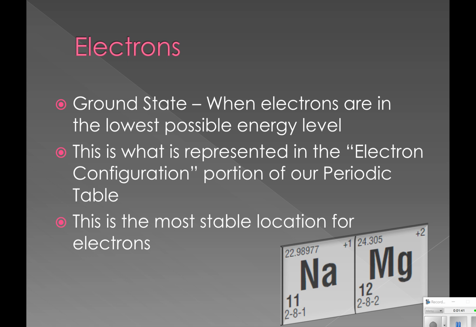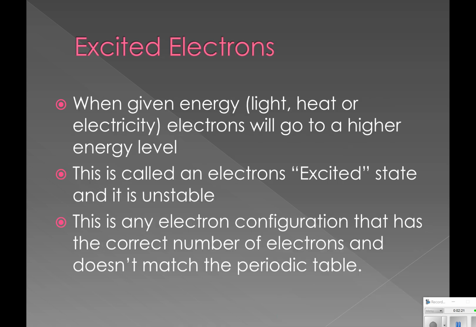Now, electrons like to lie in what we call the ground state, where all the electrons are in the lowest possible energy level. And on your periodic table, we can find that ground state electron configuration in the bottom left of each of the entries on the periodic table. This notation is going to indicate in what principal energy level electrons are lying in. For example, in magnesium, we have 2 electrons in the first principal energy level, 8 in the second, and 2 in the third. And that's going to be considered the most stable location for electrons in that particular element.